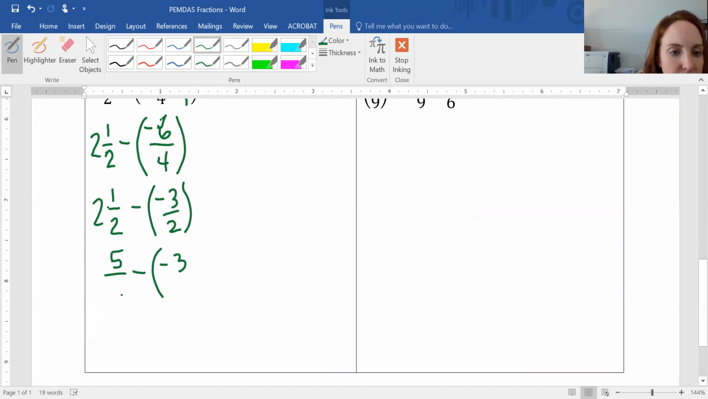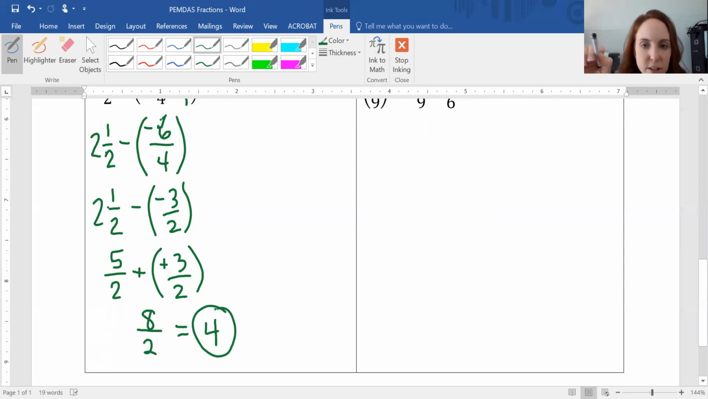And then minus -3 over 2. Since we have subtraction, we're going to add the opposite. So we have 5 over 2 stays the same. We'll add. And the opposite, not the reciprocal, don't flip it. The opposite of -3 over 2 is a positive 3 over 2. So you can then add your numerators, which gives you 8 over 2. And 8 divided by 2 is 4. So it comes out to a nice whole number.